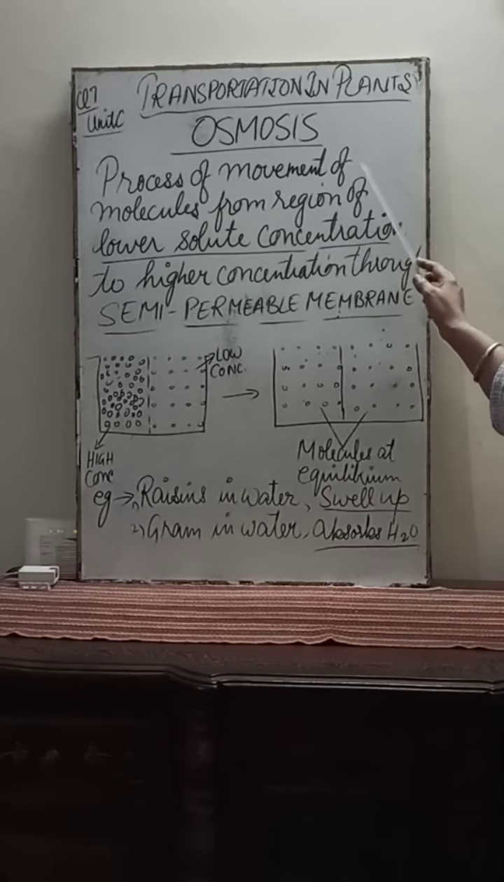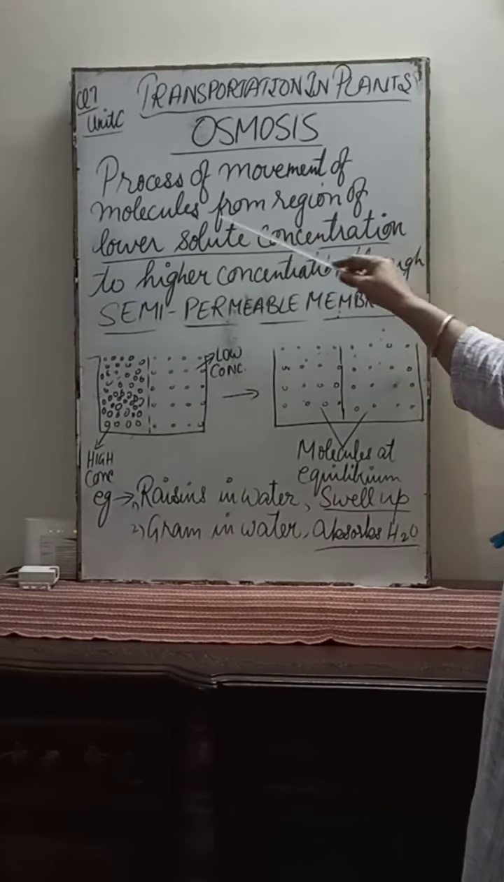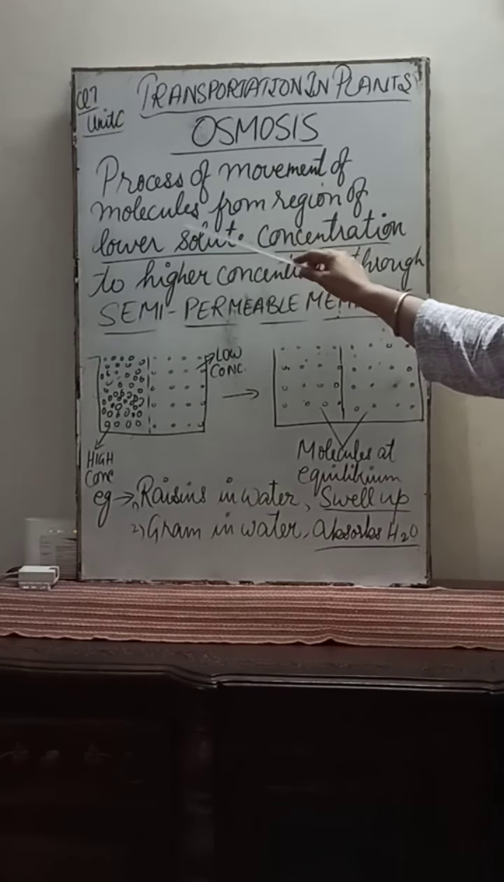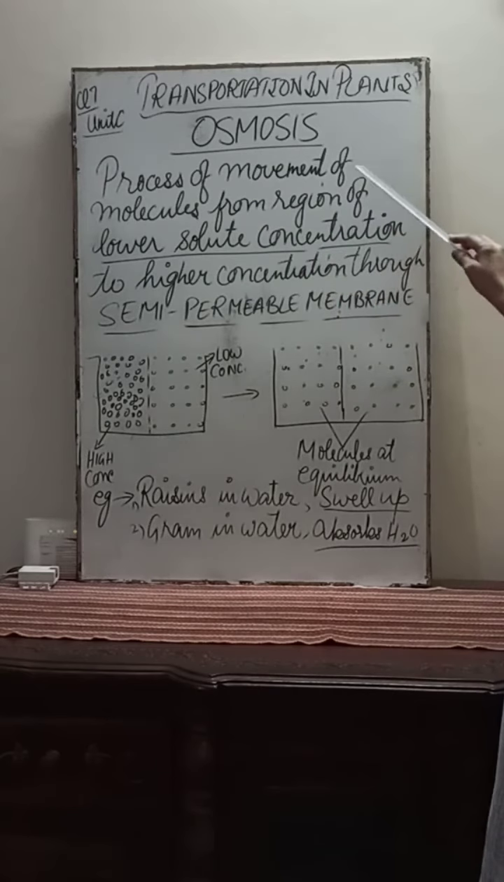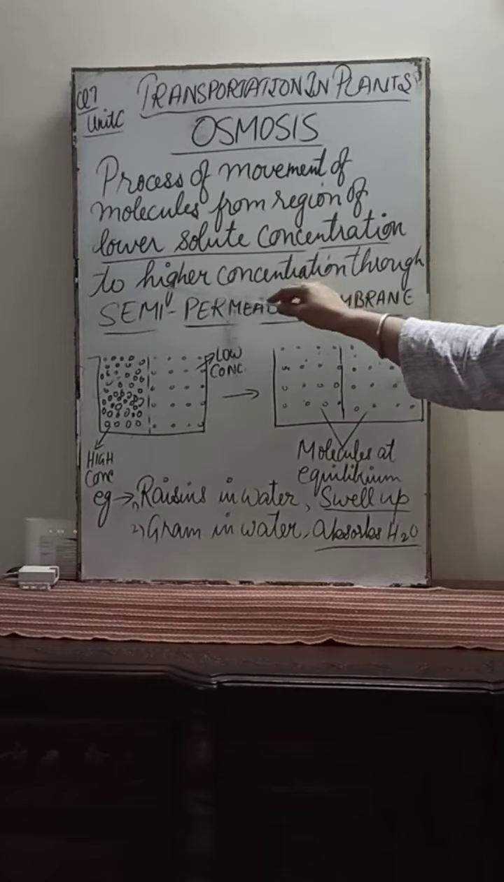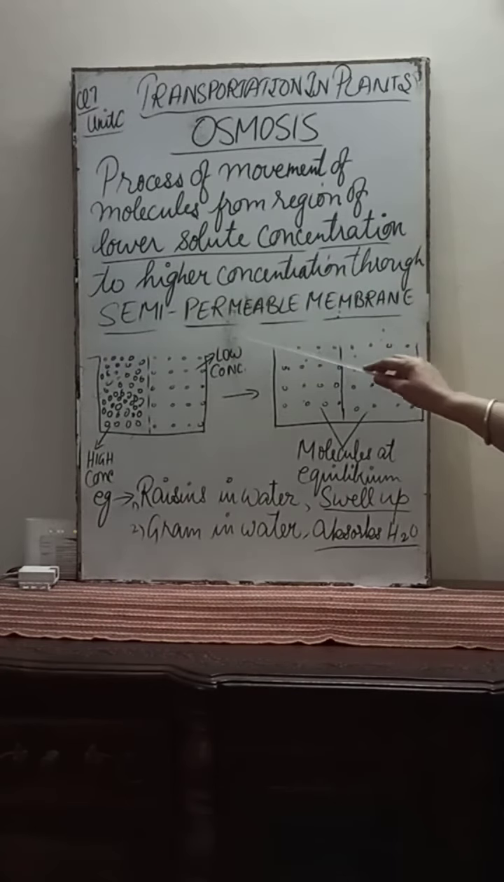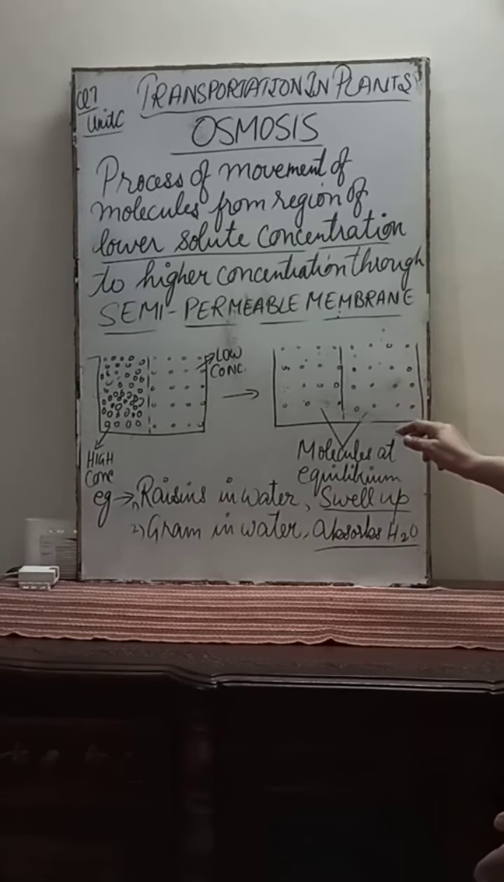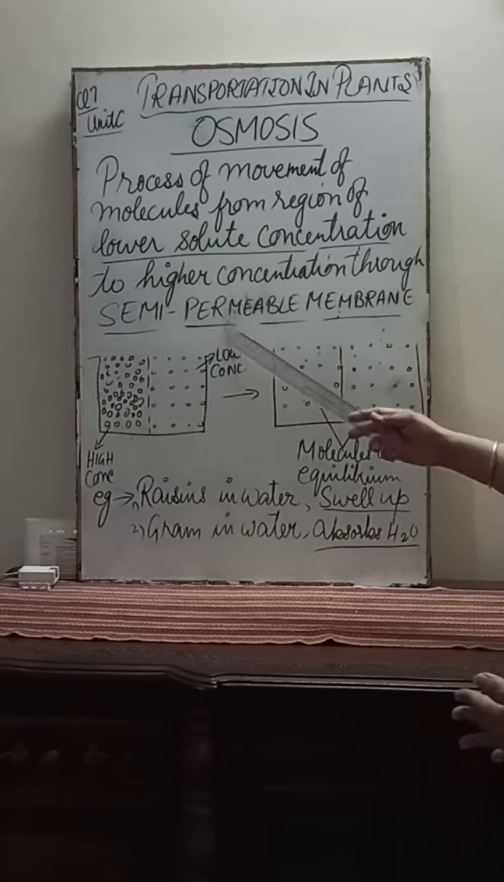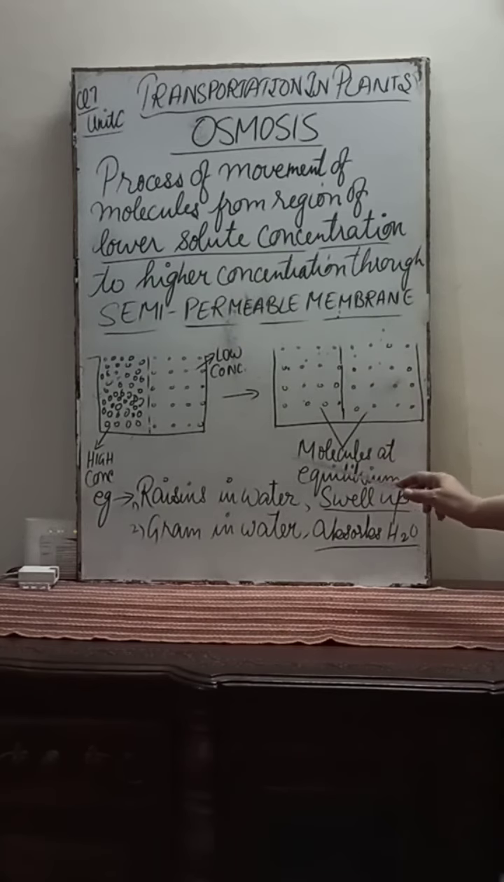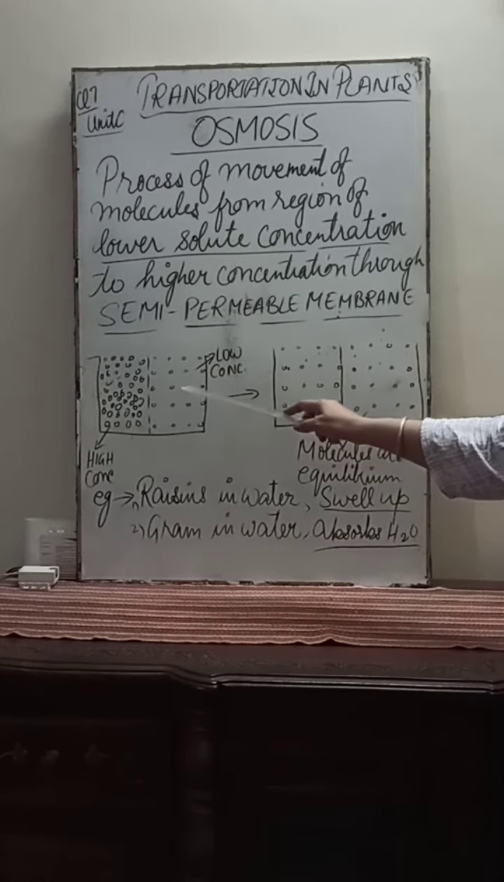So osmosis is a process of movement of molecules, ions, from region of lower solute concentration to higher concentration through a semi-permeable membrane to maintain the equilibrium or to equalize the concentration of outer and inner membranes. Okay, so this is the process, and this is the schematic diagram of it.